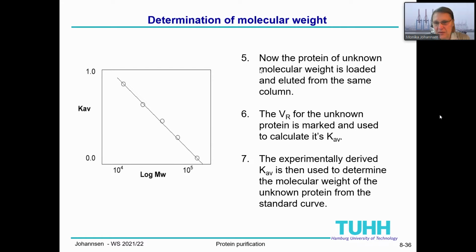Now we can inject the protein of unknown molecular weight and elute it in the same way, and then we calculate the K average of our unknown protein, perhaps it's here, for example, and then we can calculate the molecular weight of this unknown protein from the standard curve. That's a very simple method.